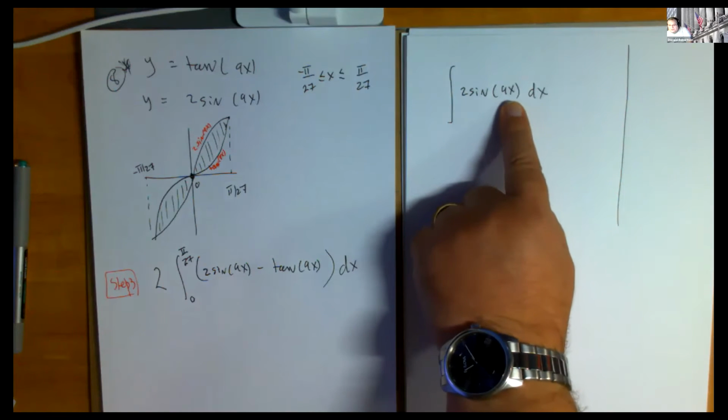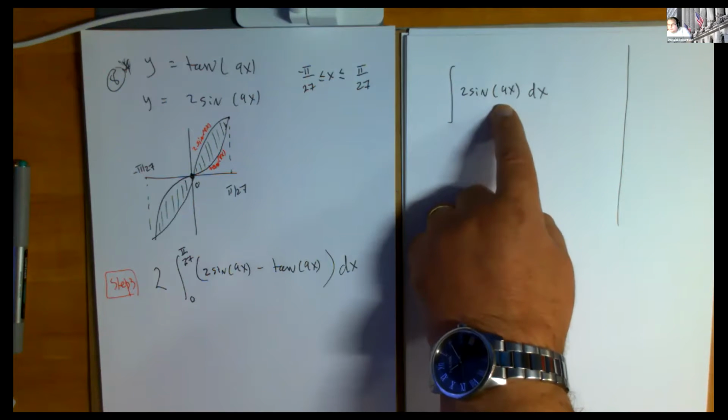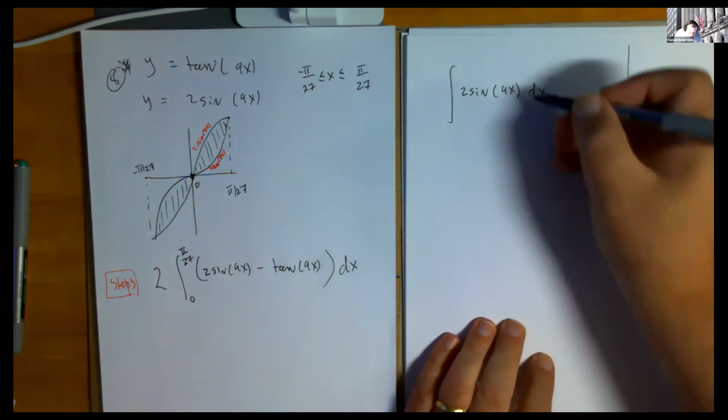The problem is that's not x. If that was 2 sine x, wouldn't the answer just be negative 2 cosine x and everybody be saying, what's the deal? But it's not, it's 9x.